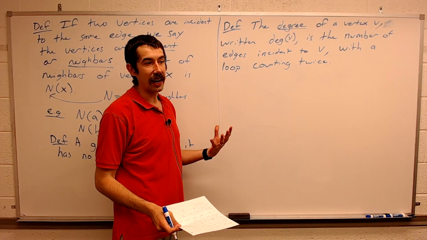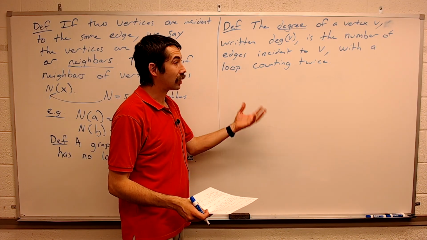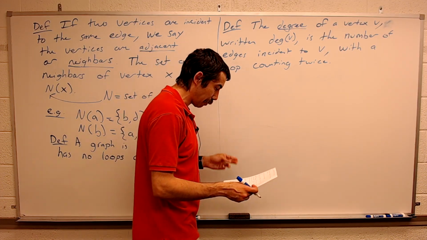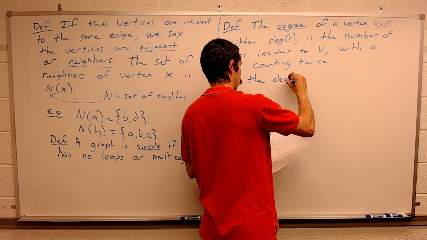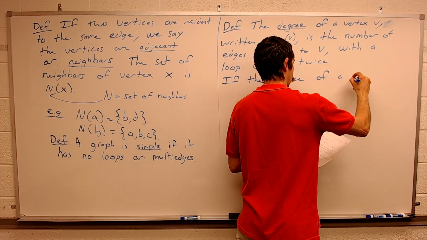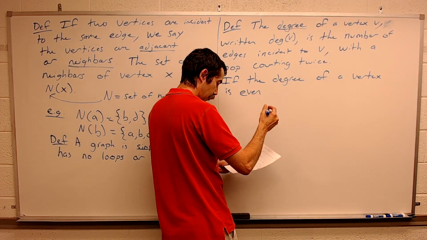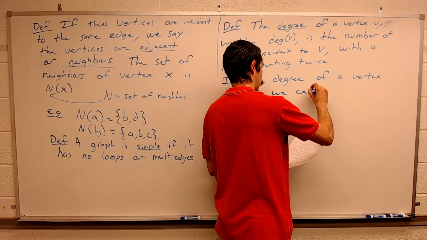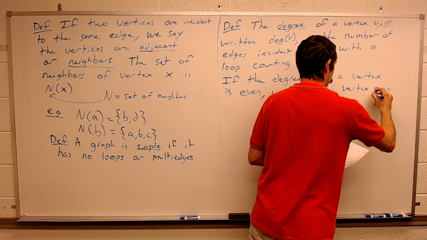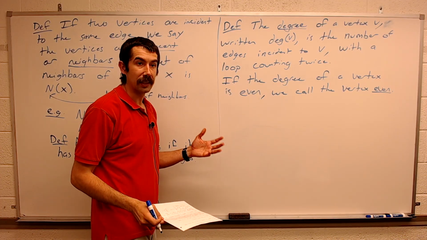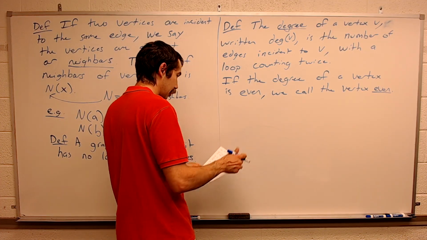Okay, and we're going to be interested in basically the parity of these vertices. Like what is the degree, and is the degree even or odd? Okay, so if the degree is even, we call the vertex even. All right, so if a vertex has an even number of edges incident to it, we're going to call it even. And then similarly, if odd.